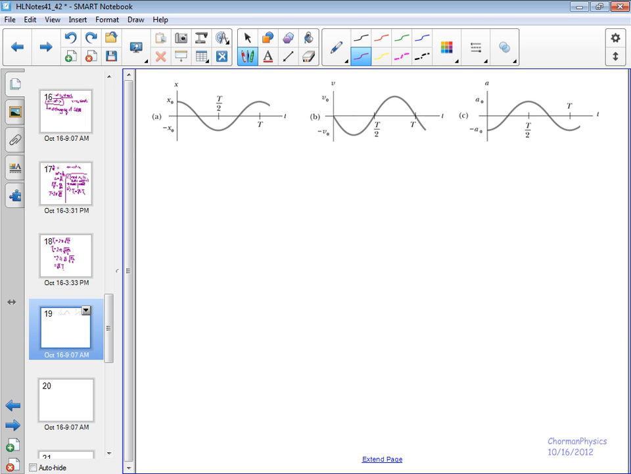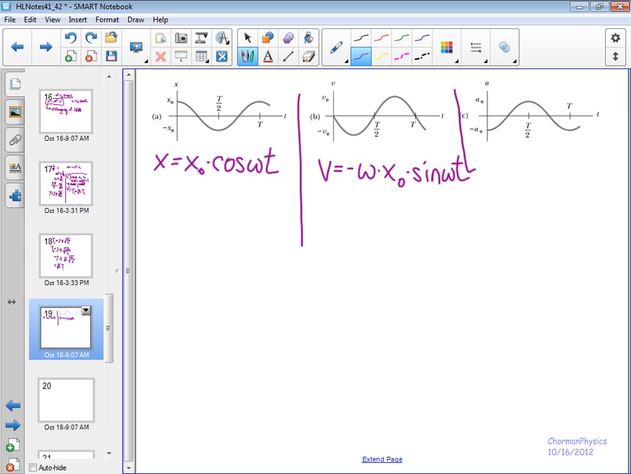There are alternative equations of motion. What if you start at the amplitude? Well, your displacement function, therefore, is going to look like the following: x naught times cosine omega t. The derivative of that is going to give us v is equal to negative omega times x naught times sine omega t. And the derivative of that is going to give us a is equal to negative omega squared times x naught times cos omega t.